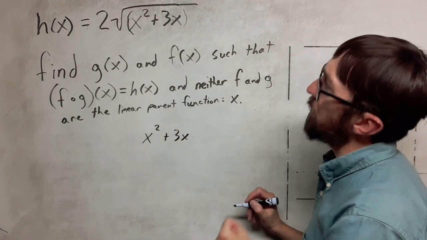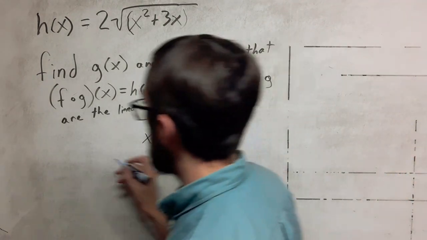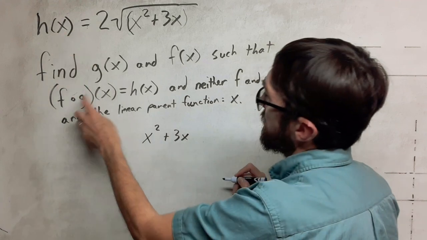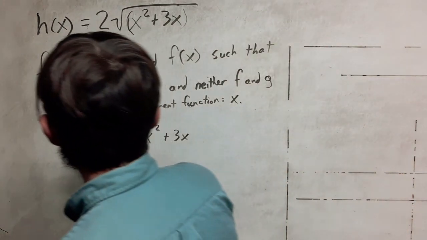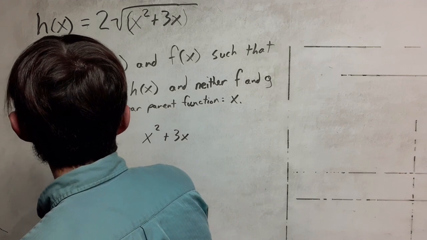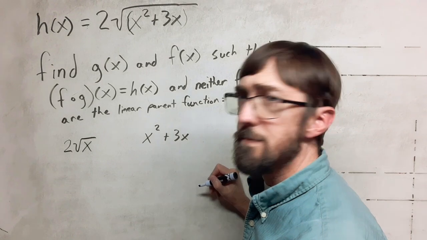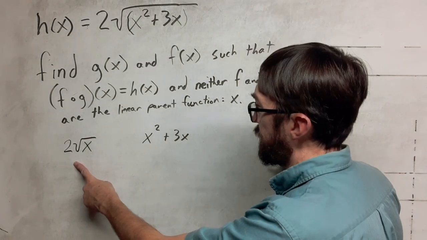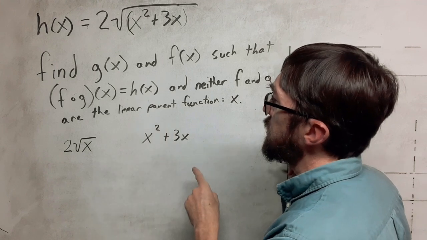If we pull that out, we need to replace that open square root with a variable. And in this case, everything is written in terms of x. So we're going to pull that out and say 2 square root of x. These are two functions. This is a square root function, and this is a quadratic function. And now we need to name them.